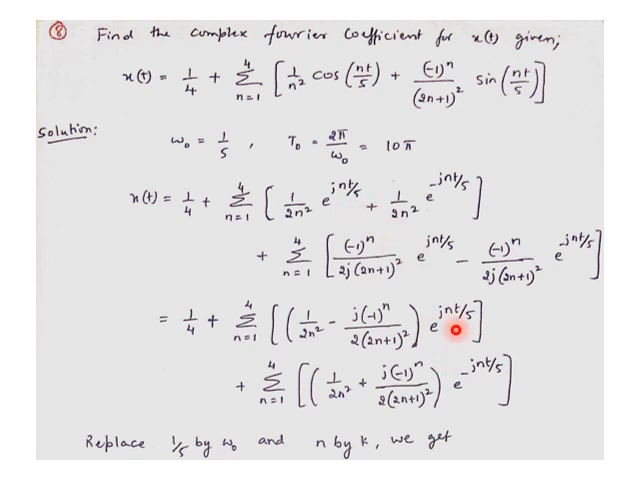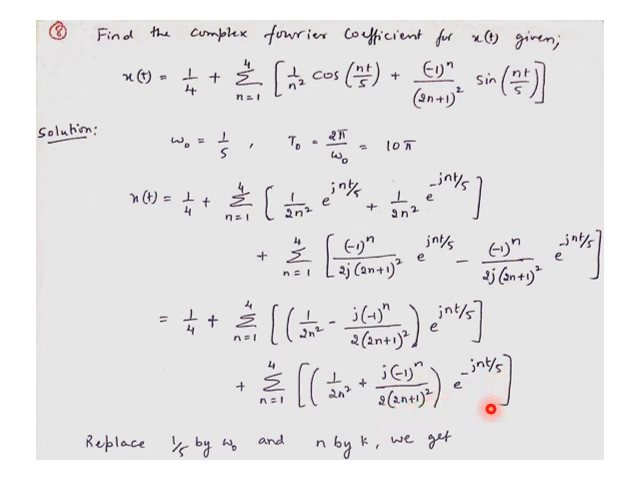So this is the term, which is very common, e to the power j n t by 5, that is written separately. For the second portion, similarly, we can write the summation, common term, summation n equal to 1 to 4, e to the power minus j n t by 5 is common here, so I'll take it out. What is remaining inside the bracket is this term and this term, but j, if I take it above, j square is minus 1, so this becomes plus.